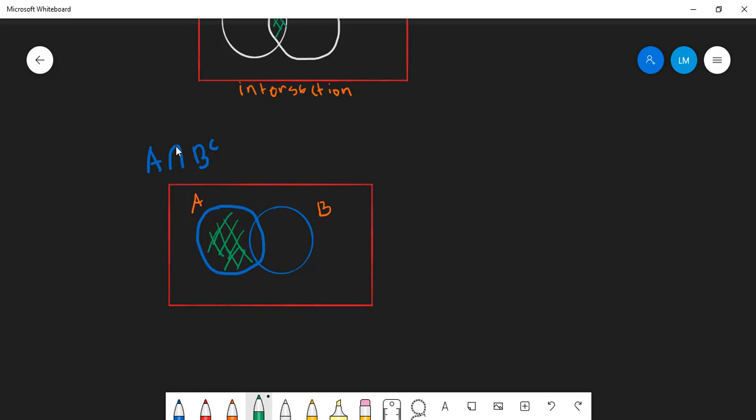So what this tells me is that my set A intersect B complement is the set of X such that X is in A and that X is not in B. So we're just removing the part that's in B from our set.